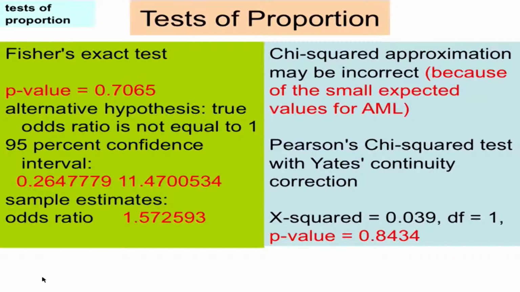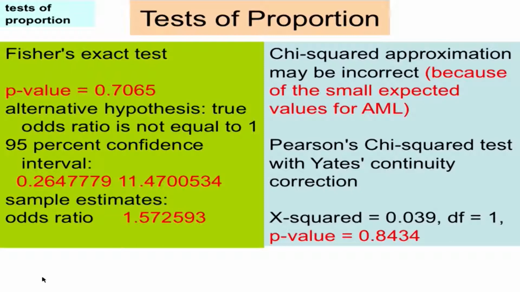And here's what you get. So there's Fisher's exact test for this particular table. It got an exact p-value of 0.7. The chi-square test, which is approximate, got a p-value of 0.84. Okay. So it's off by a fair amount.